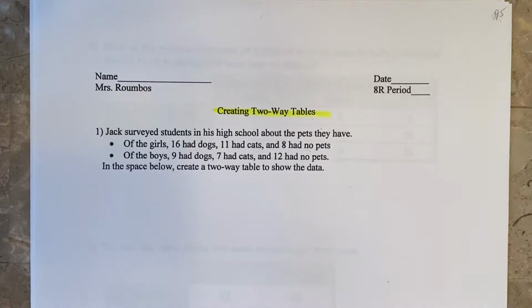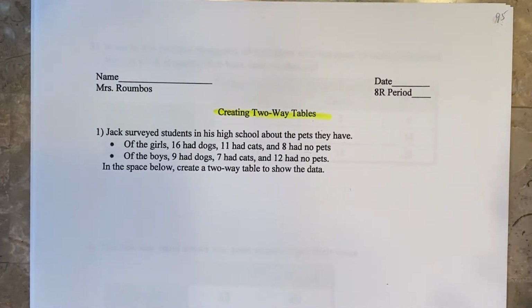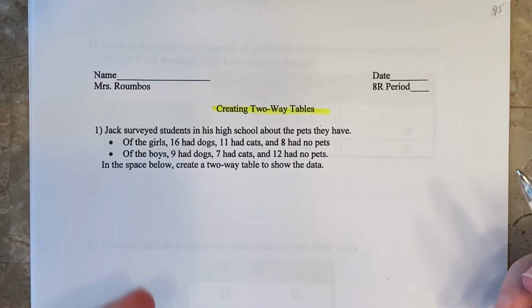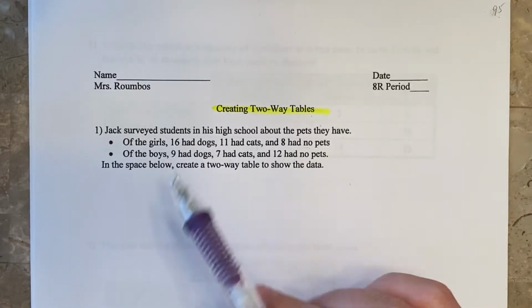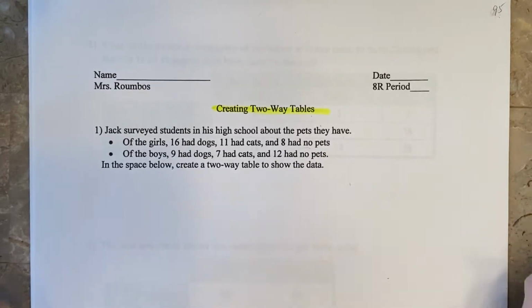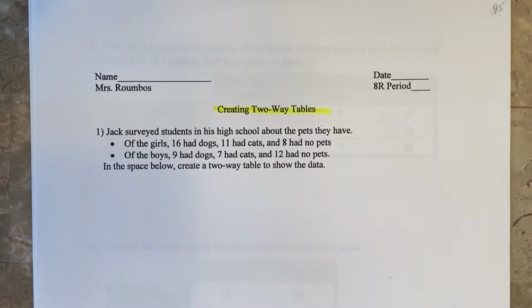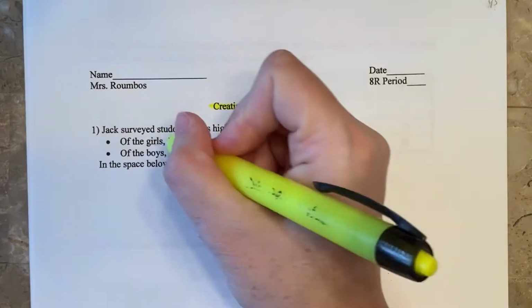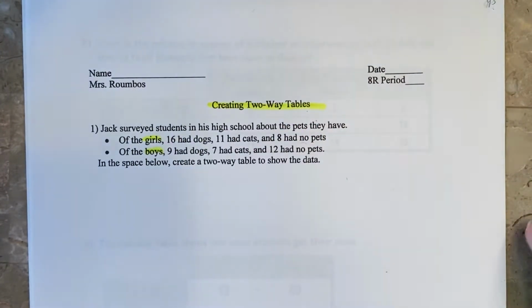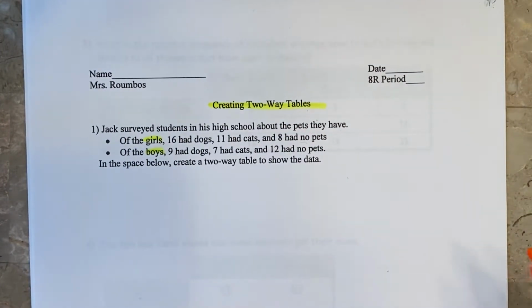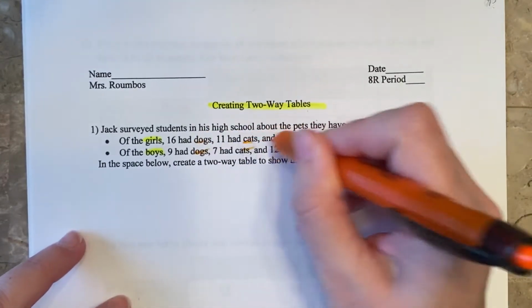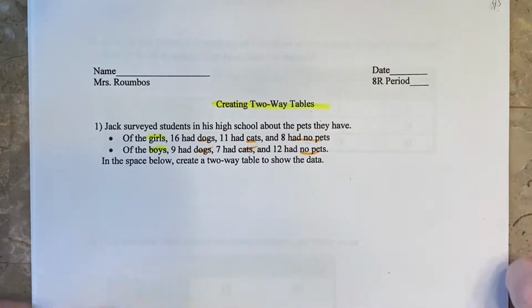So you know that two-way tables are bivariate information. So bi meaning two. So there's two different categories that we're talking about here. And you kind of have to figure that out. And that's really the hardest part. Okay, so the first category are who got surveyed. So that'll be girls and boys. And then the second category would be your pets. So that's your dogs, your cats, and your no pets.